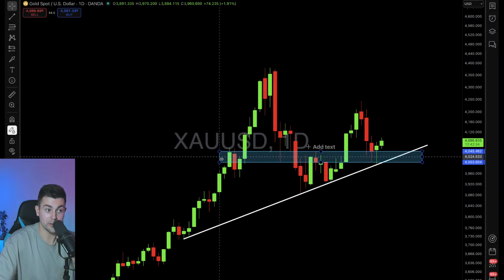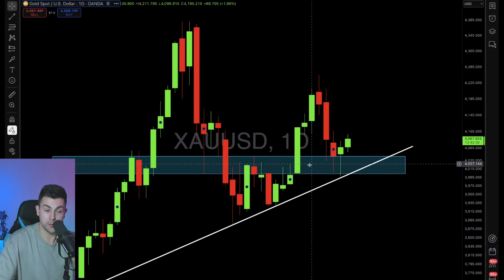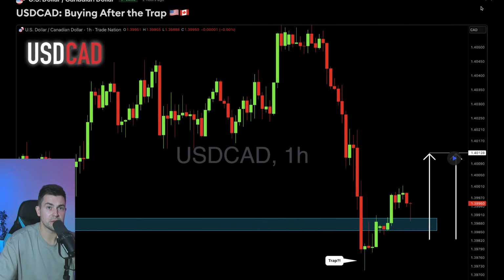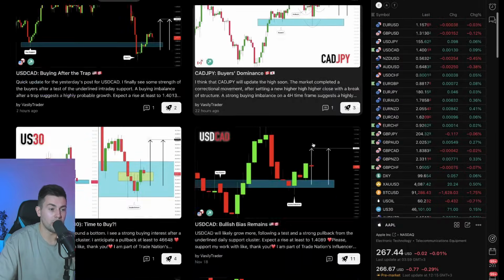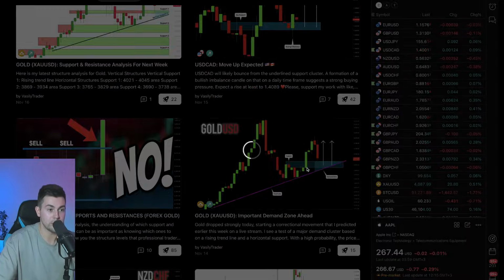Again, you can see that here we have a very important horizontal structure cluster and a very important vertical structure, and these two structures compose this contracting demand zone. Many times on TradingView I shared how important this zone is.